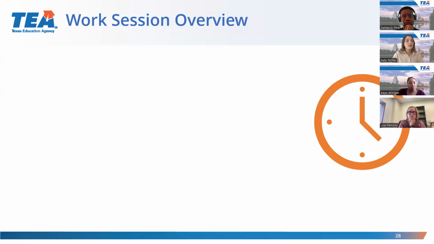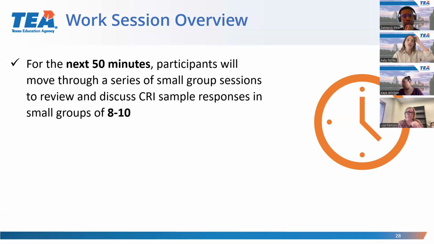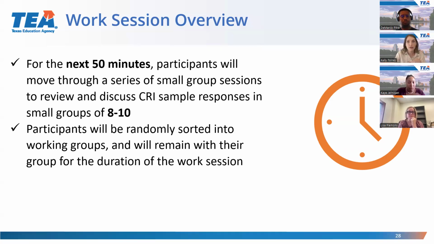For the next approximately 50 minutes, we're going to move through a series of small group sessions. You are going to review and discuss those sample CRI responses in small groups of 8 to 10, maybe slightly smaller, depending on the size of the group today. We are going to randomly sort you into these working groups, and then you will remain with your group for the duration of the work session. So you'll go out into your small group, and then each time you're back in that space, you'll be back with the same folks. You'll stay in the same group for the rest of the morning.